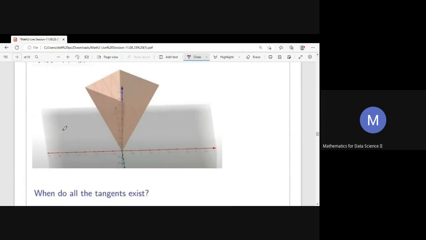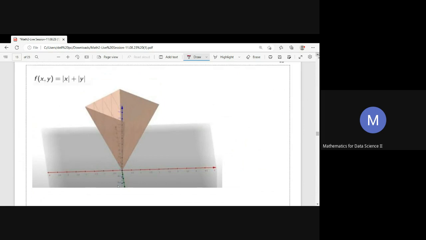Now imagine a plane passing through any of these curves. When you restrict the function, you automatically get these sharp edges. When you cut this surface using any plane, you automatically get sharp edges at which the tangents are not going to be defined. So there are many points where the tangents are not going to exist. This is another example.